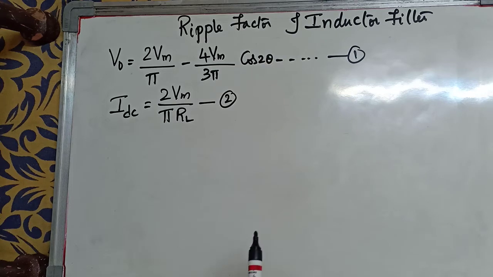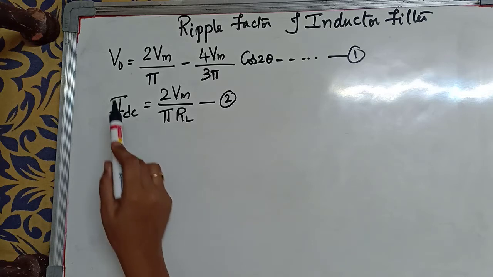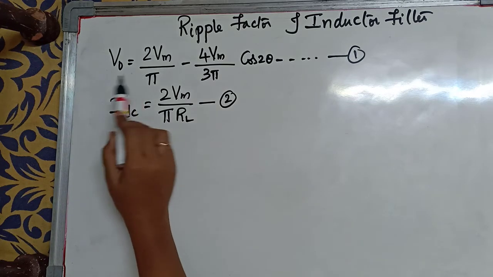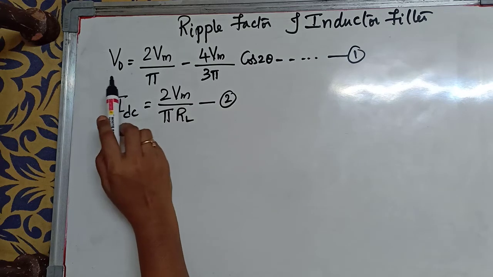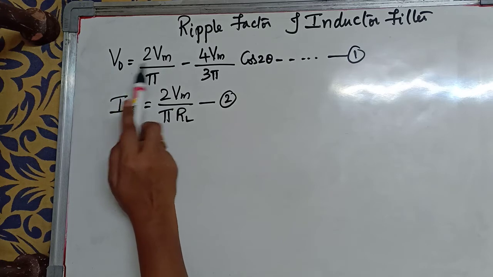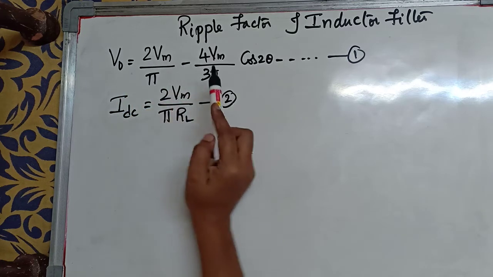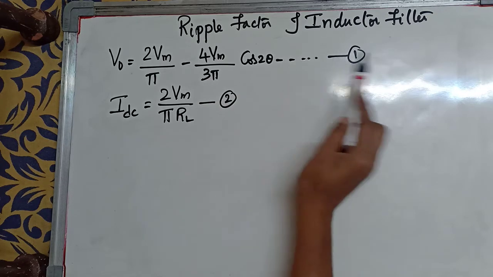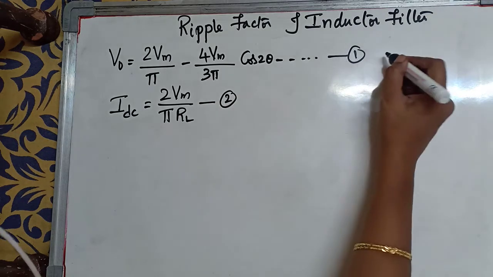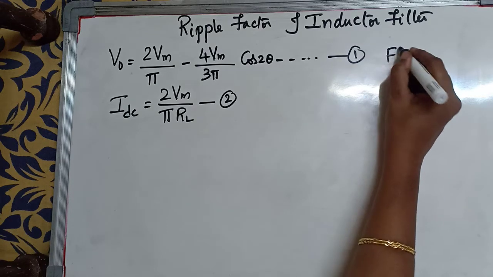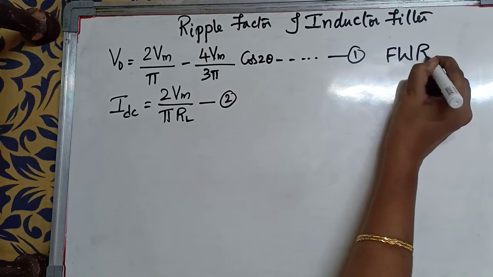Let us calculate the ripple factor of inductor filter. For that we take the frequency components of the rectifier output, which is derived using Fourier series. So we can write the same equation in terms of voltage as V0 is equal to 2 Vm by pi minus 4 Vm by 3 pi into cos 2 theta, and so on. We will get the higher order terms. And this is the equation for frequency components of full wave rectifier.